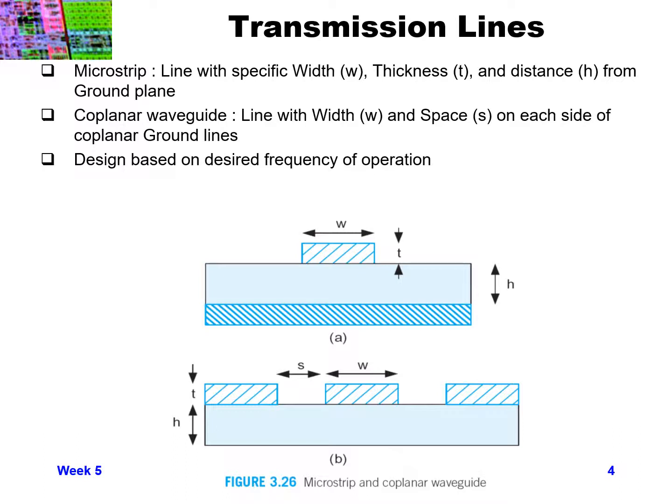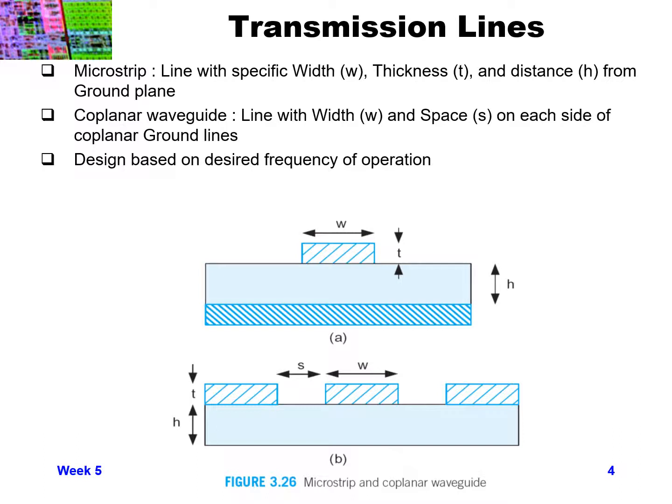Another thing that is sometimes needed on some specialized integrated circuits are transmission lines. The figure below shows a couple different types of transmission lines that can be formed. One type is the microstrip, as shown in figure A, where you have a line that's formed with a very specific width, specific thickness, and a specific distance, the H, between the microstrip and the ground plane underneath it, and so that's the microstrip type transmission line.